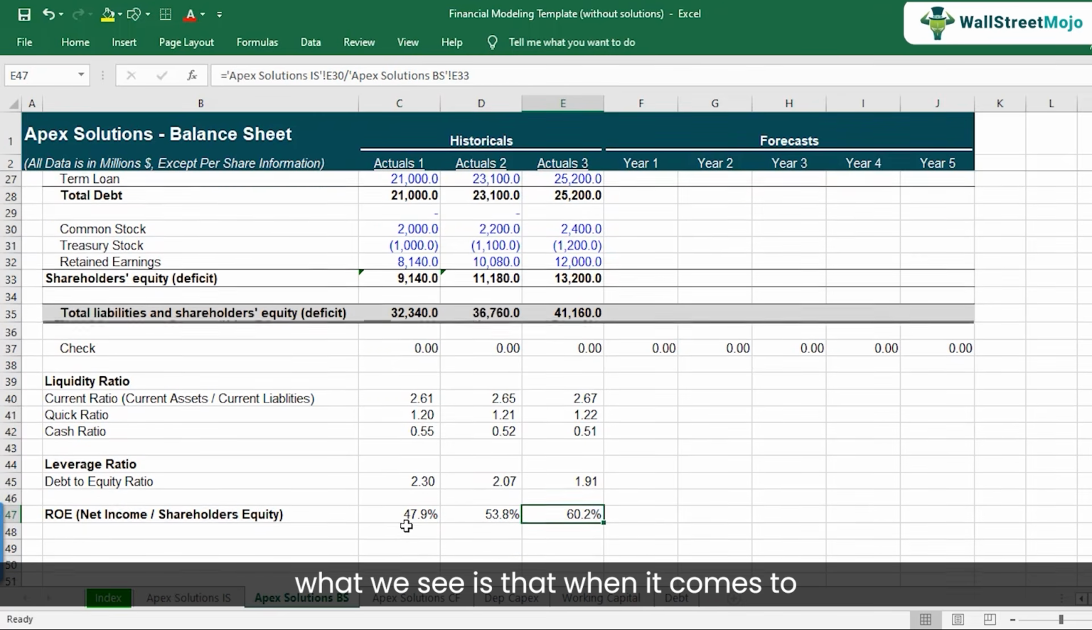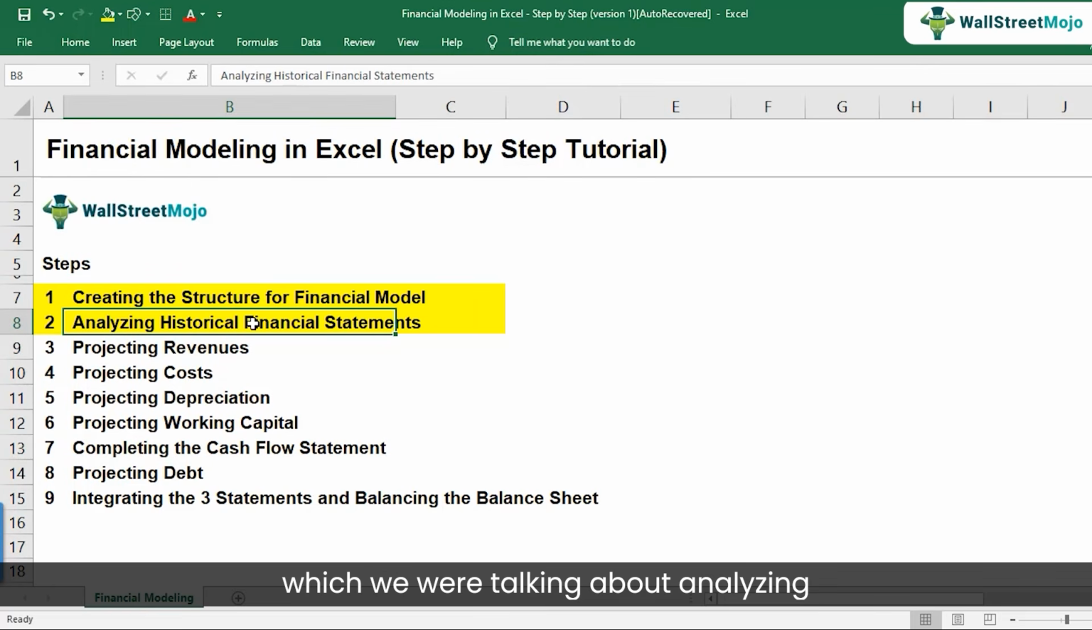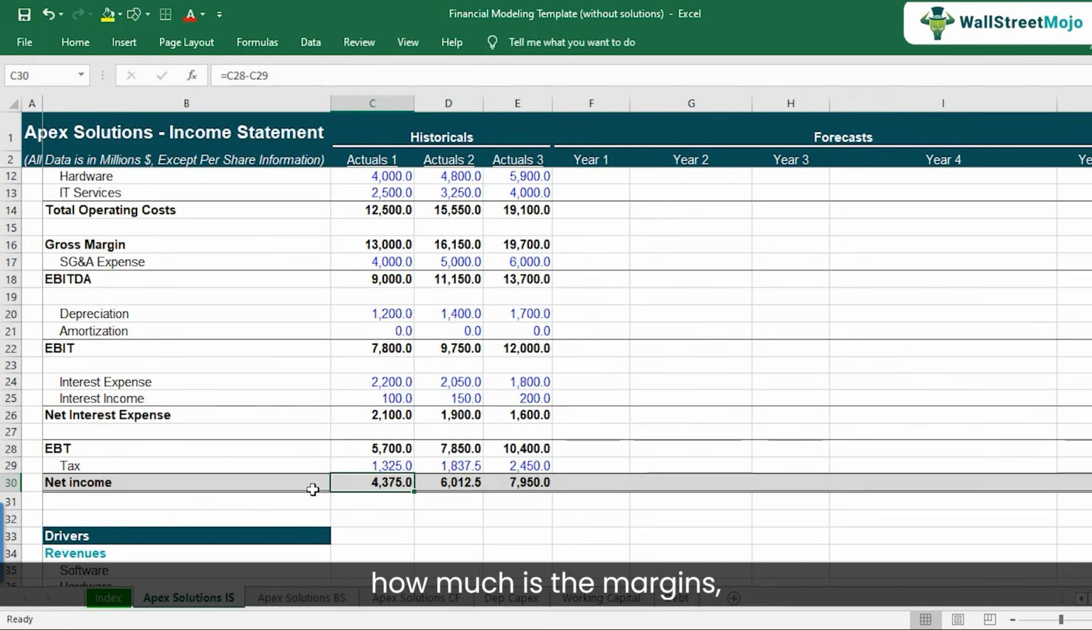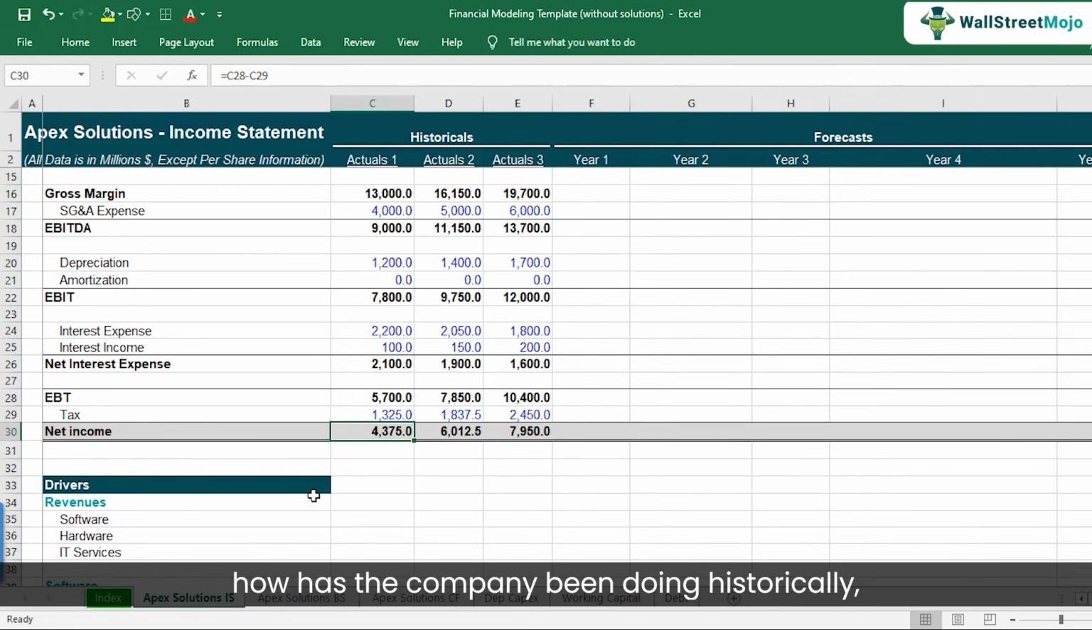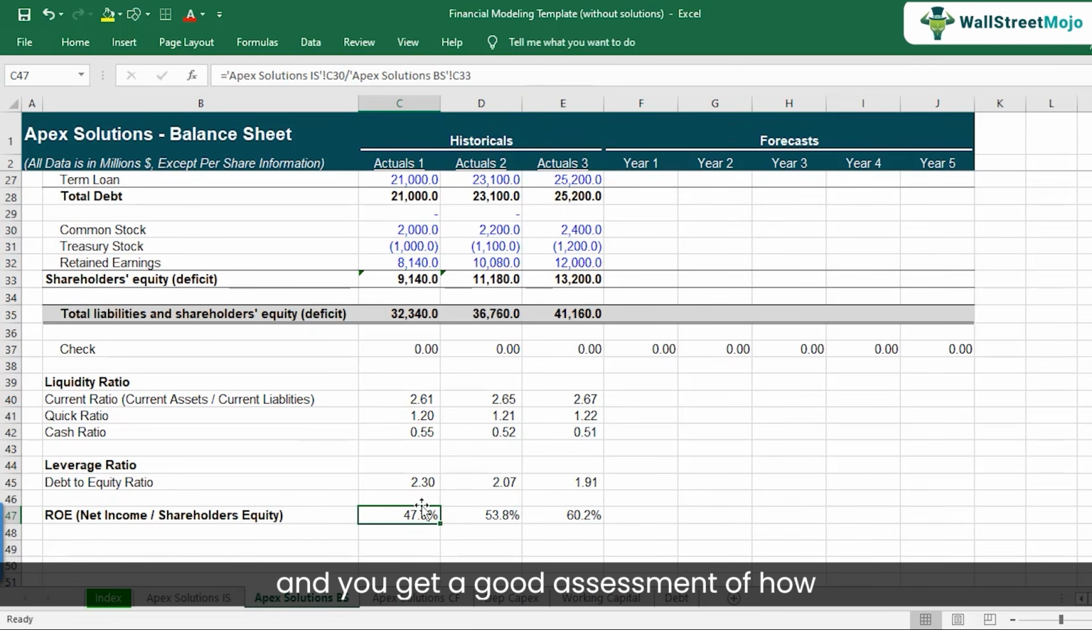So all in all, the second step, analyzing the historical financial statements, is all about figuring out the margins, how the company has been doing historically, and what the leverage ratios, liquidity ratios and ROE are. You get a good assessment of how strong the balance sheet and the income statement are, right? So as far as this company goes, it looks like it is in a reasonably healthy position.